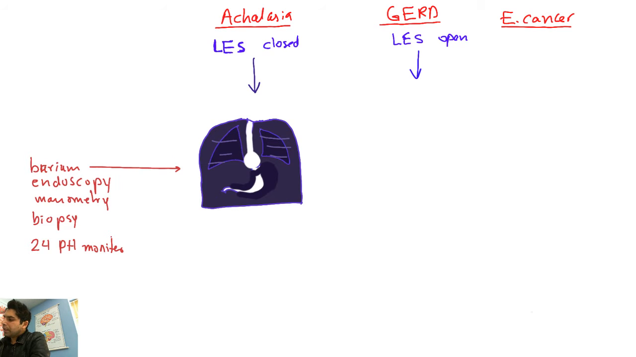So in this area you will see something sharp like this, and it's communicating with the stomach. This is called bird's beak. I didn't draw it properly, but you should see something like this. Bird's beak appearance, that's what you should see.